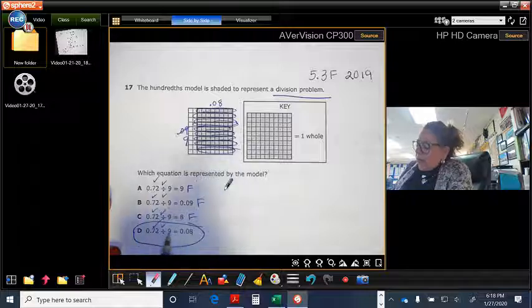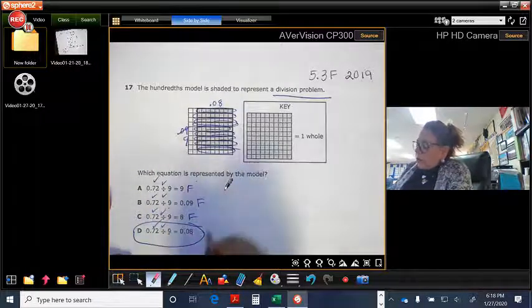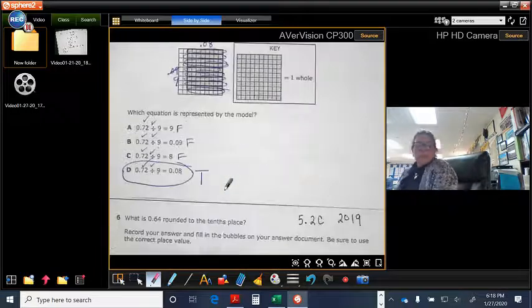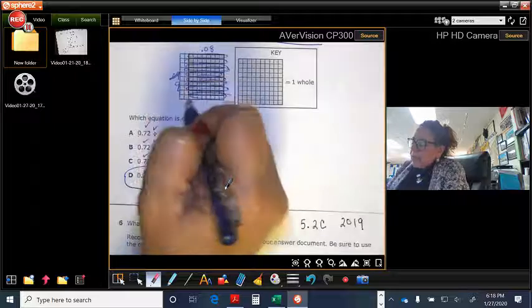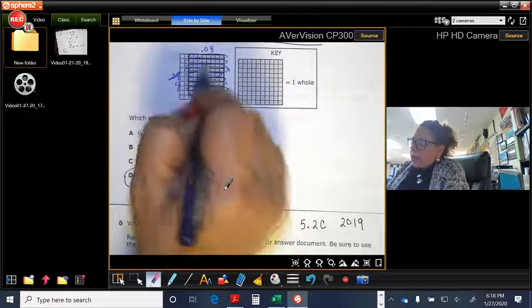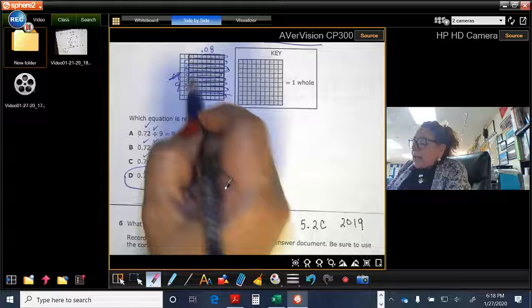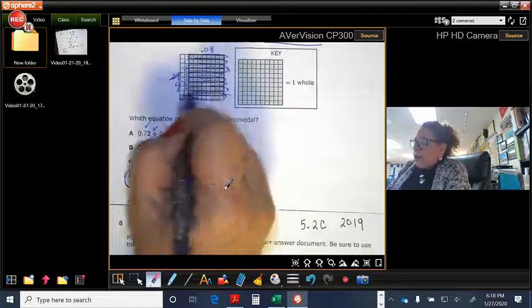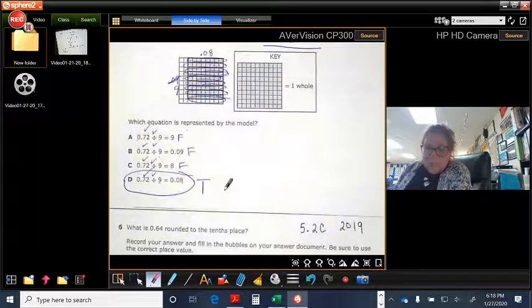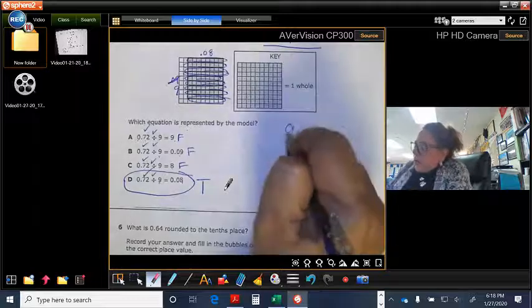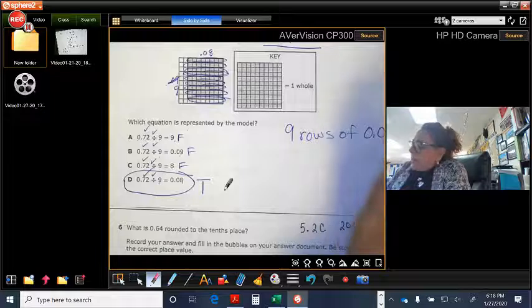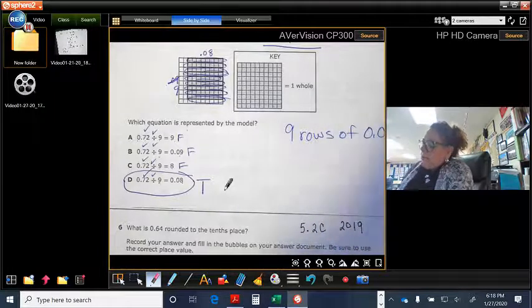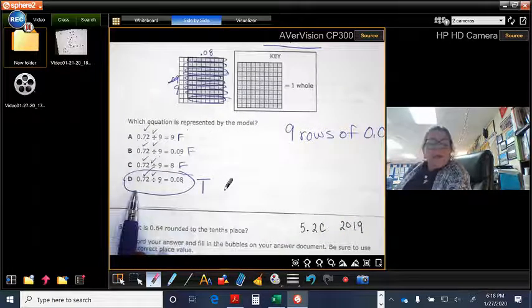8 hundredths times 9 rows is equal to 72 hundredths. And this is a true statement. And on this one right here, I had made a mistake because I was coming down and counting the numbers that I had going down to get the total, but it's the rows that you're counting across. And so that's 9 rows of 8 hundredths. Okay, very good. All right, so D is our correct answer.